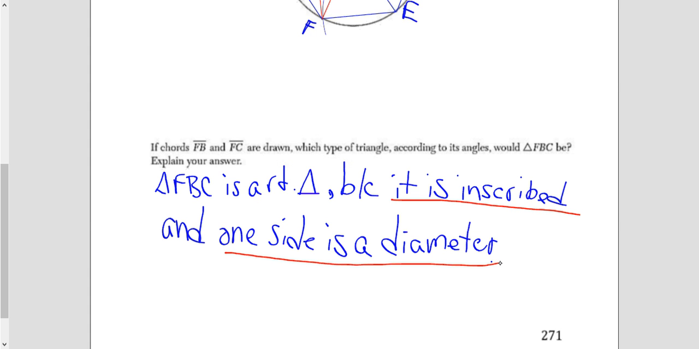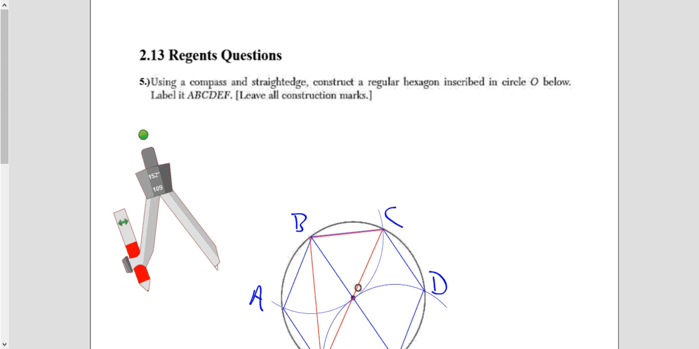So if you see this on your test and you only have one or the other, then you lose points. If you just say one side is a diameter, you lose points. Why? Because you didn't say it's inscribed. Okay, was there another question after this? Oh, we finished all the reading. That's perfect timing, isn't it? Okay.